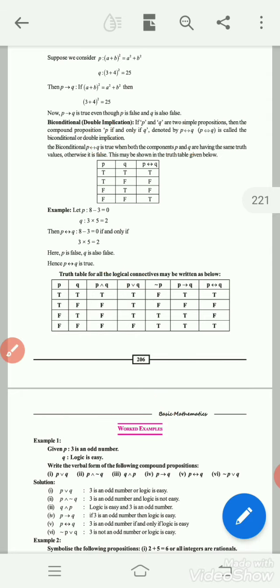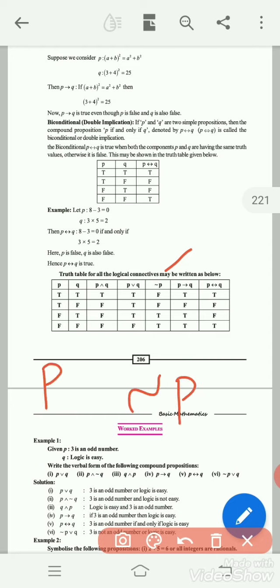Next one is negation. See here, consider P statement and negation P statement. Suppose P is true, negation P is false. Suppose P is false, negation P is true. Opposite. See, negation of P: true, false. False, true. This is the truth table for negation P.